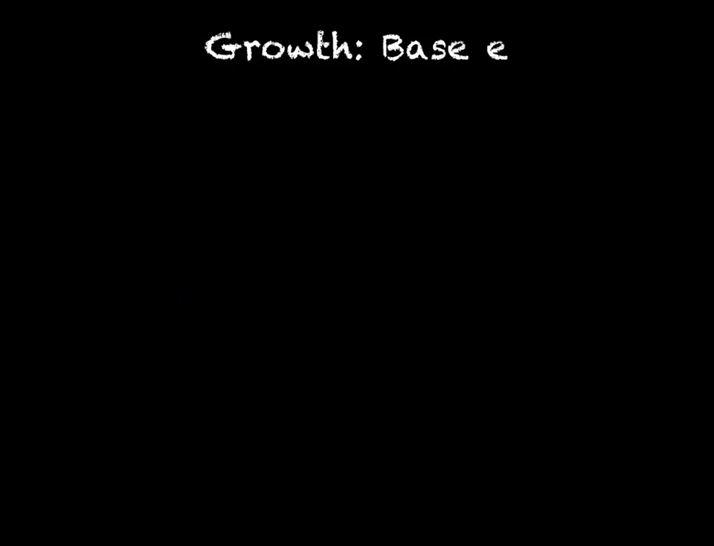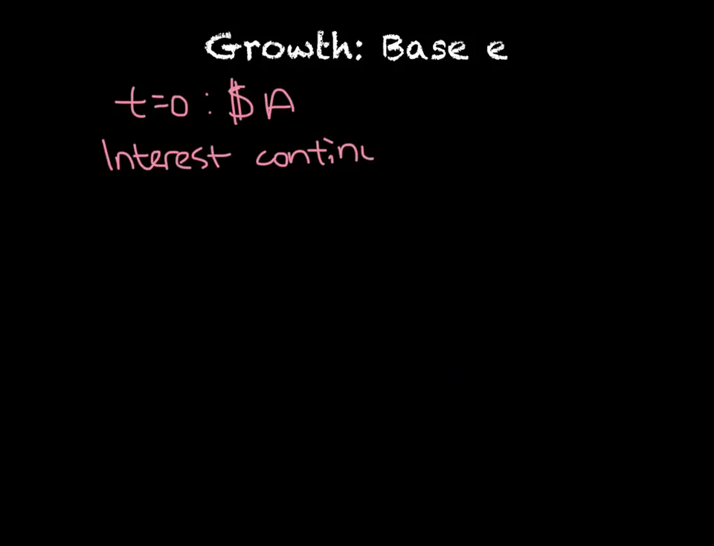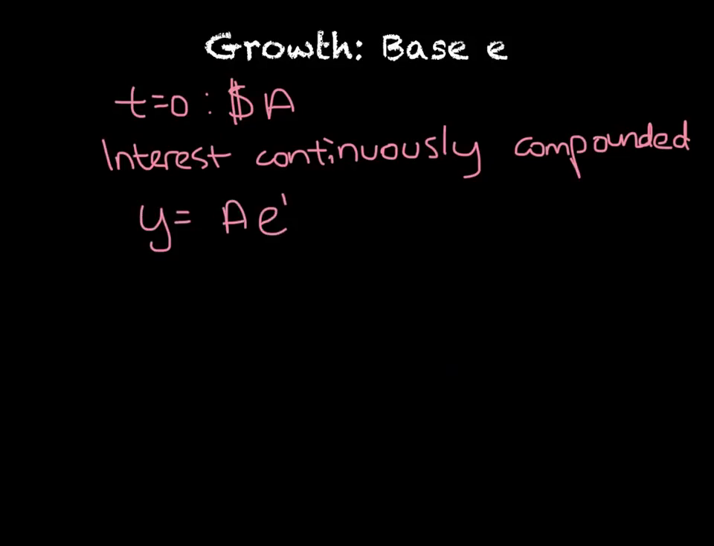We can see how this works by using our example with a bank again. Let's say that at time t equals 0, we put in $A into the bank. And now, instead of interest being compounded monthly, we have interest continuously compounded. So now, our formula can be written y equals a e to the rt.